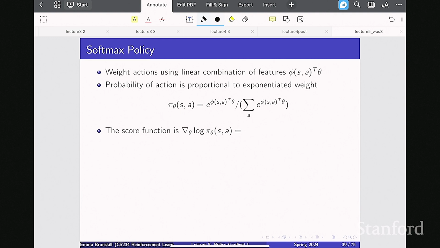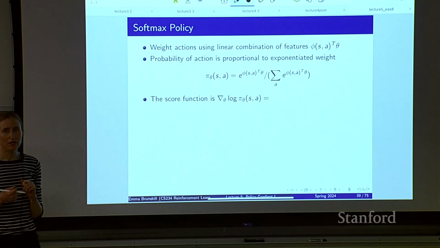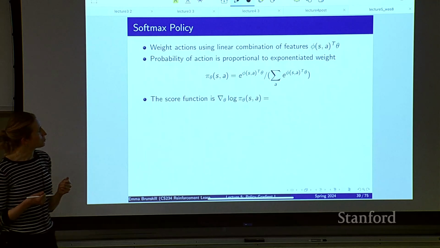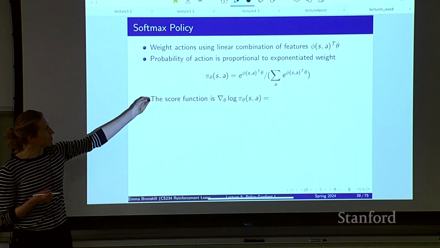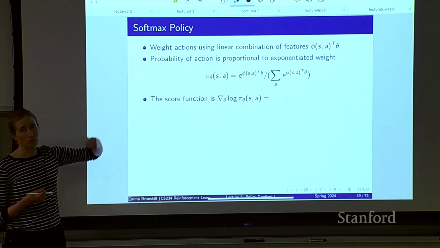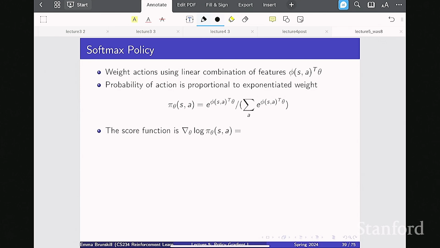So the idea in this case is that let's take a linear combination of features, phi(s,a) dot product with theta. And then you could say the probability of your action is proportional to the exponentiated weight. So you take the exponent of that dot product between the features, and then you normalize it. And that gives you generally a stochastic policy. You can also have a temperature parameter in there if you want.